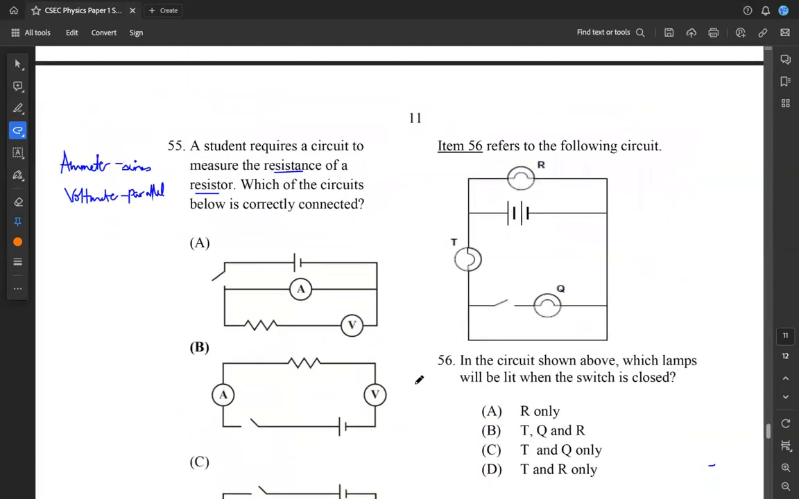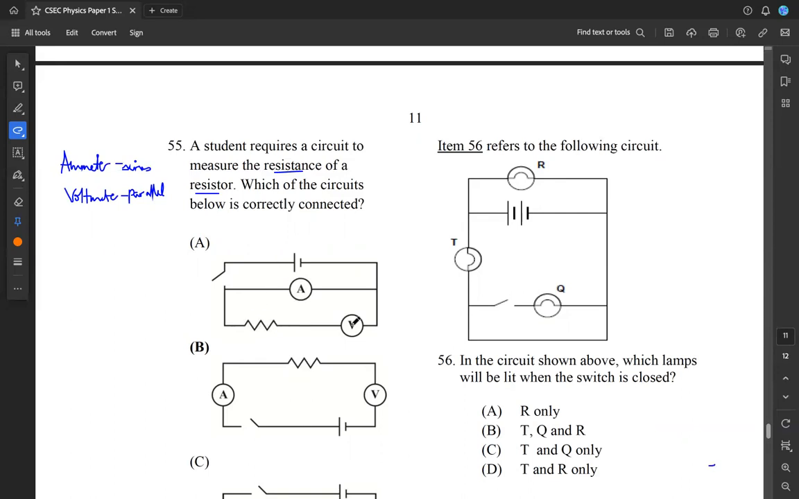Question 55 says that a student requires a circuit to measure the resistance of a resistor. Which of the following circuits is correctly connected? Whenever we're trying to measure a parameter of a particular component, we want to make sure the ammeter is in series with that component. For the resistor whose resistance we want to measure, the ammeter is supposed to be in series with it, and the voltmeter is supposed to be in parallel with the component we want to measure.